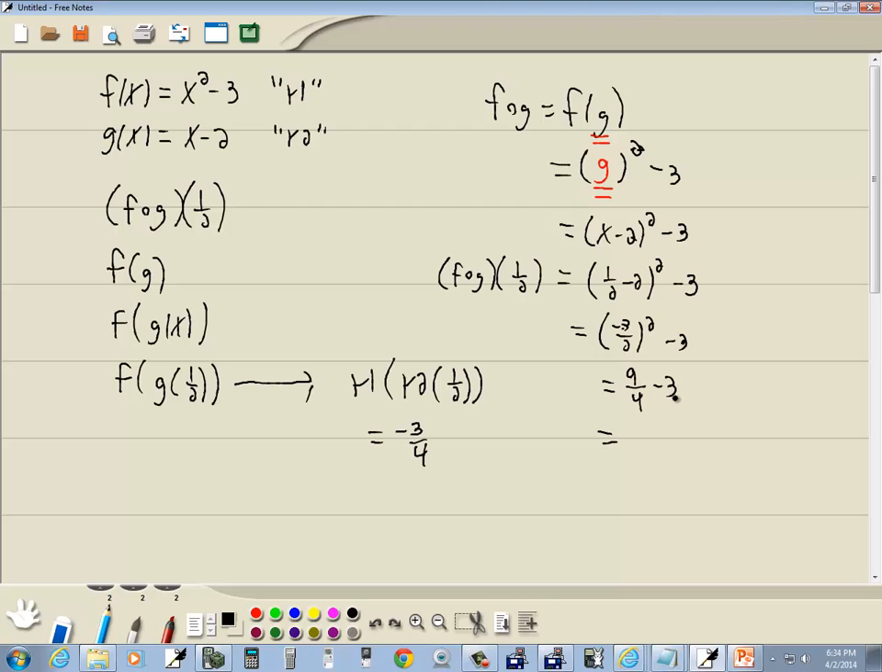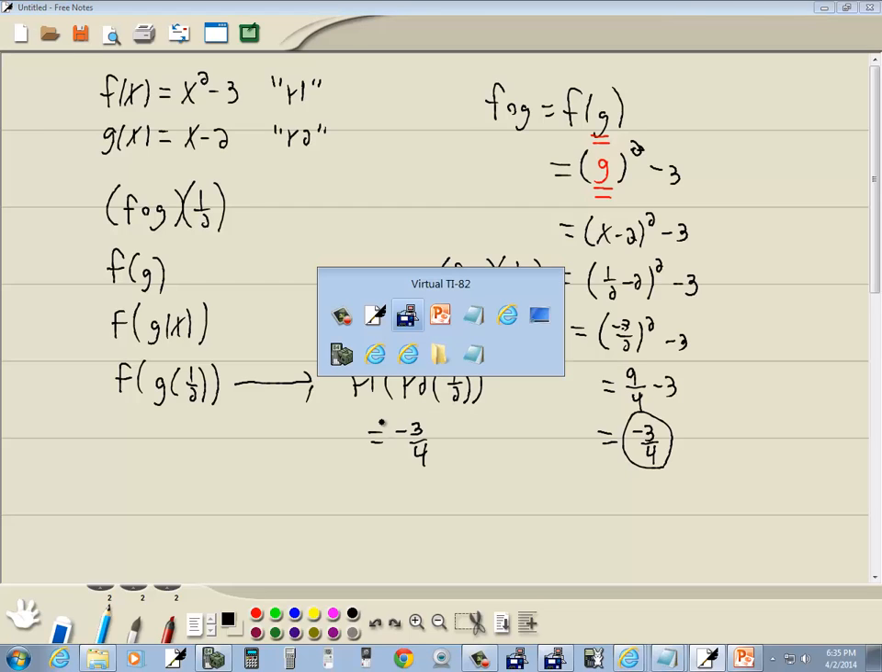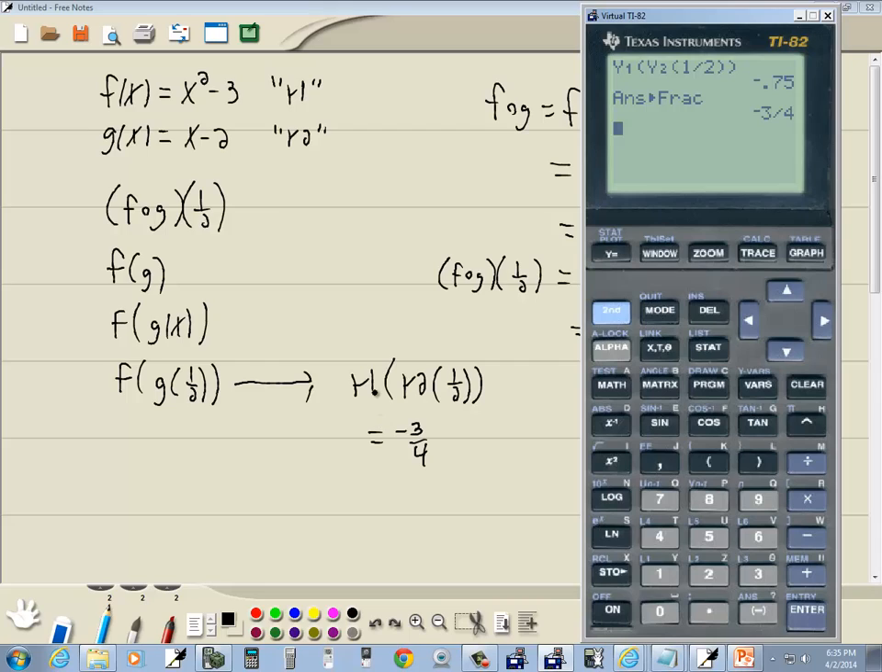And again, this is a mixed number. So take negative 3 times 4 is negative 12, plus 9 is negative 3, and our denominator stays as is. So you see we get the same value, but a lot less work using the calculator to do that. And that's evaluating composite functions on a TI-82 calculator.